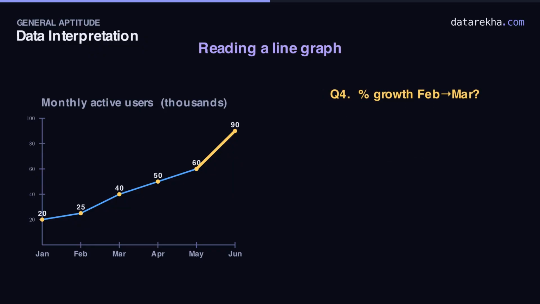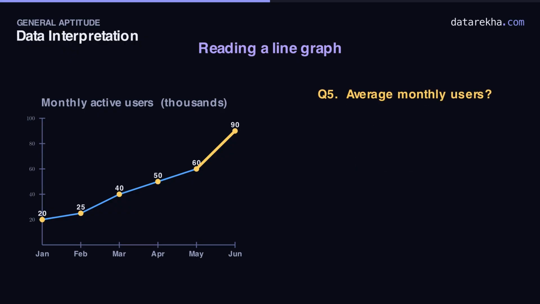And the percentage growth from February to March alone? 40 minus 25 is 15, over the old 25 times 100, 60%. Notice February to March added only 15,000, yet grew 60%, while May to June added 30,000. A bigger jump isn't always a bigger percentage.